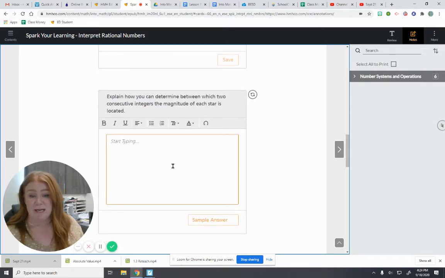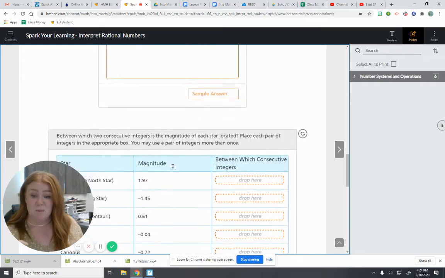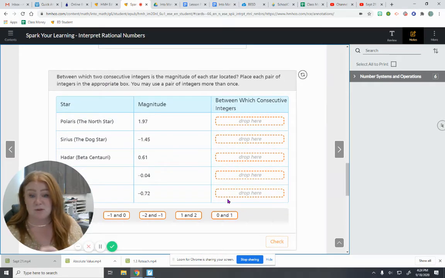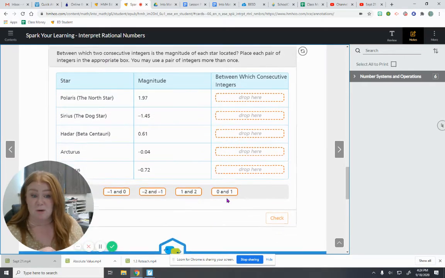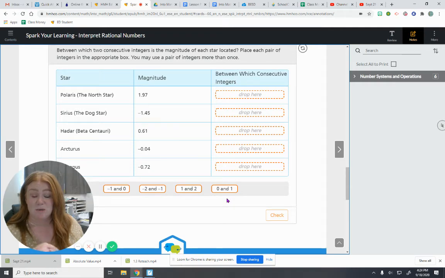You can explain how you figured out each one, and then there's some drag and drops to check your work with. So if you want to pause the video and do your Spark and then come back and see how I solved it.